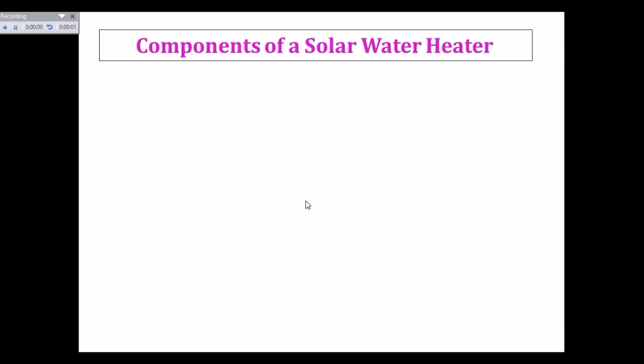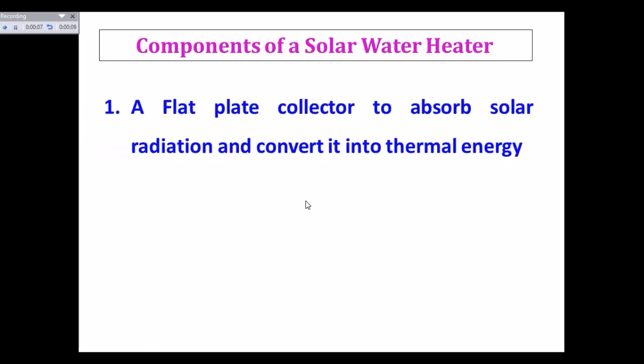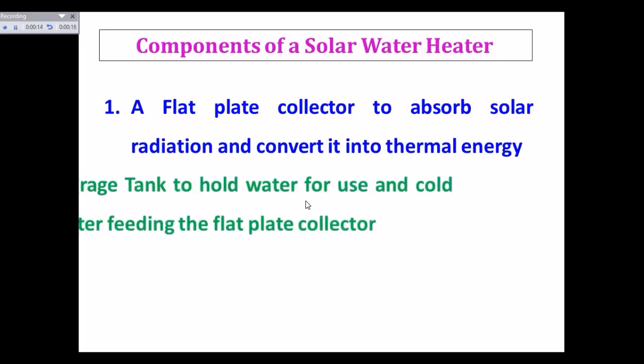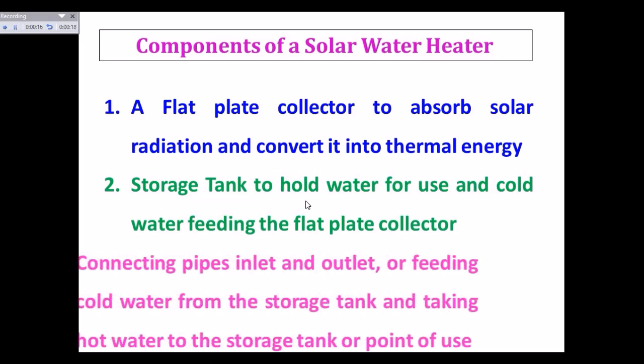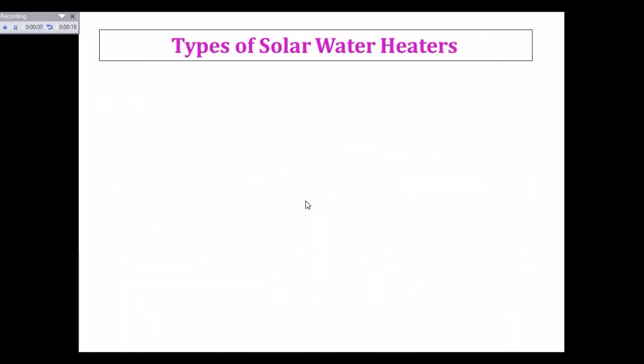So you can play the PowerPoint slides and you can record your voiceover. In this lecture I am going to explain the components of solar water heater. The basic components are flat plate collector, storage tank and connecting pipes.